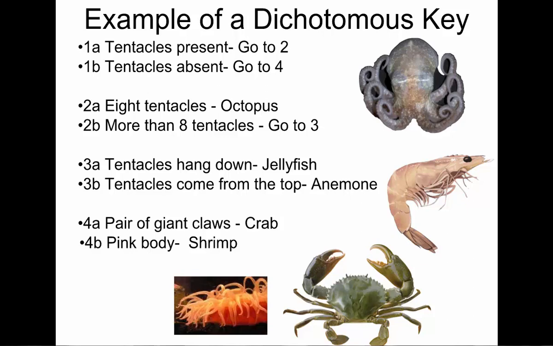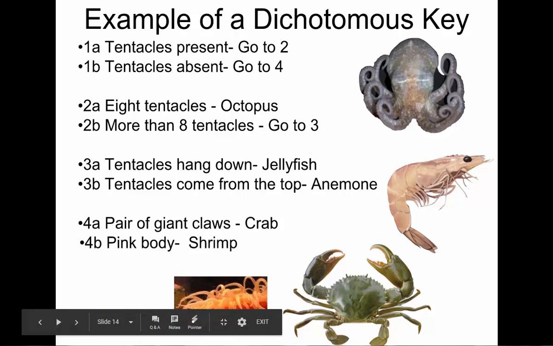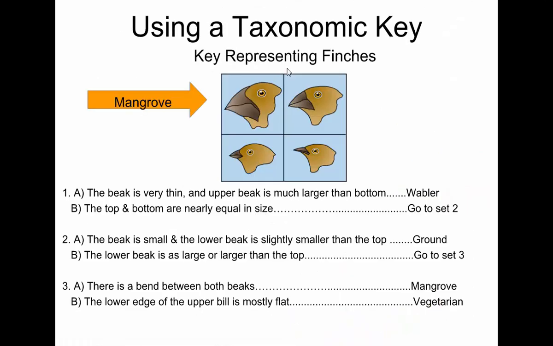Let's do another simple example. Now this key has been updated. You have a different version. We updated it, but it doesn't really matter. Just follow along on the screen. So we have 4 finch species. Now this is a little bit more realistic because you probably don't know the name of those 4 finch species, but you can easily find it out using a key.